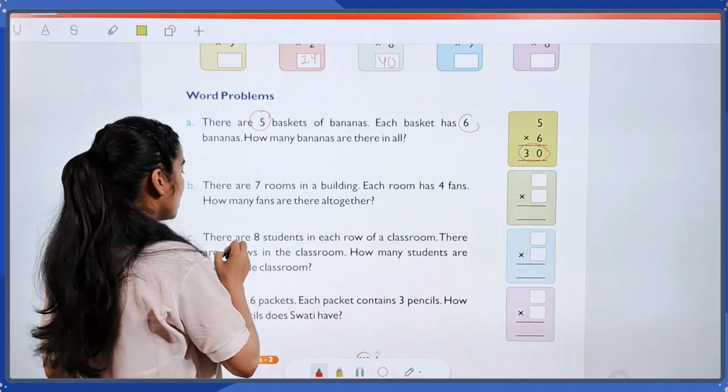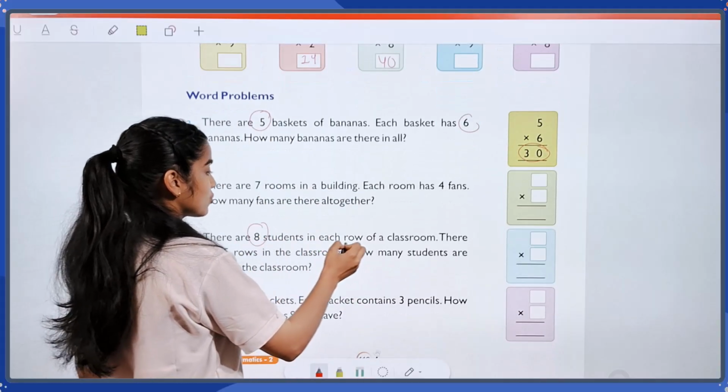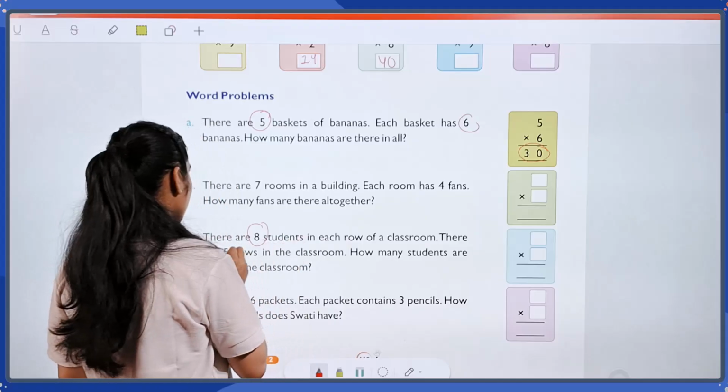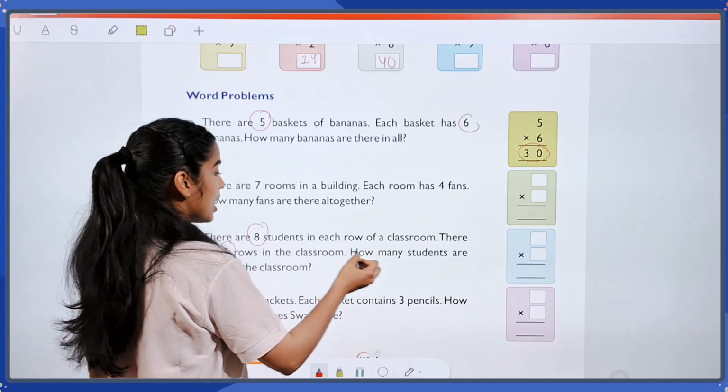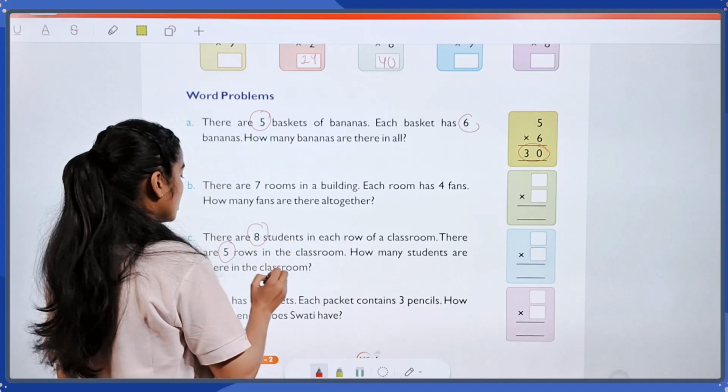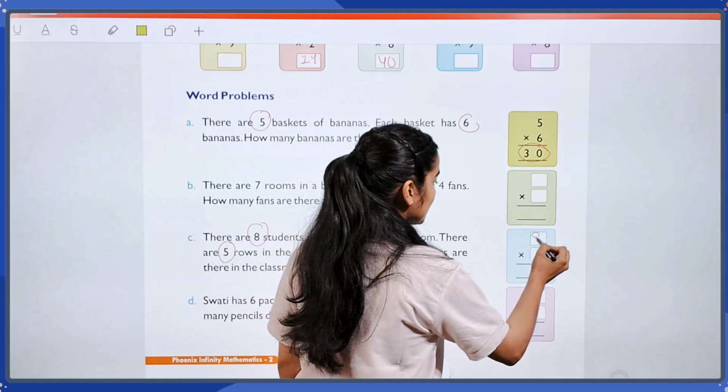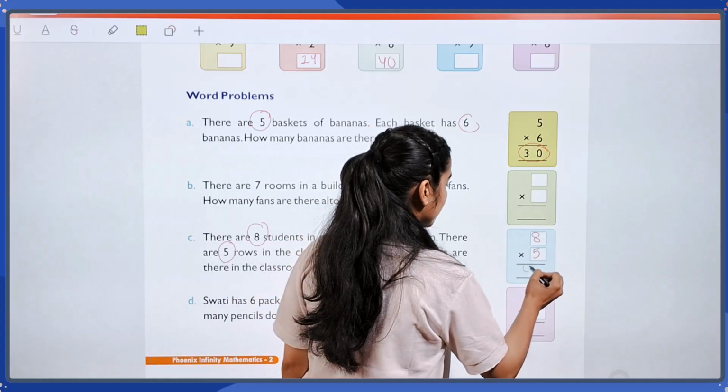Next we have, there are 8 students in each row of a classroom. There are 5 rows in the classroom. How many students are there in the classroom? So 8 multiplied by 5 is 40.